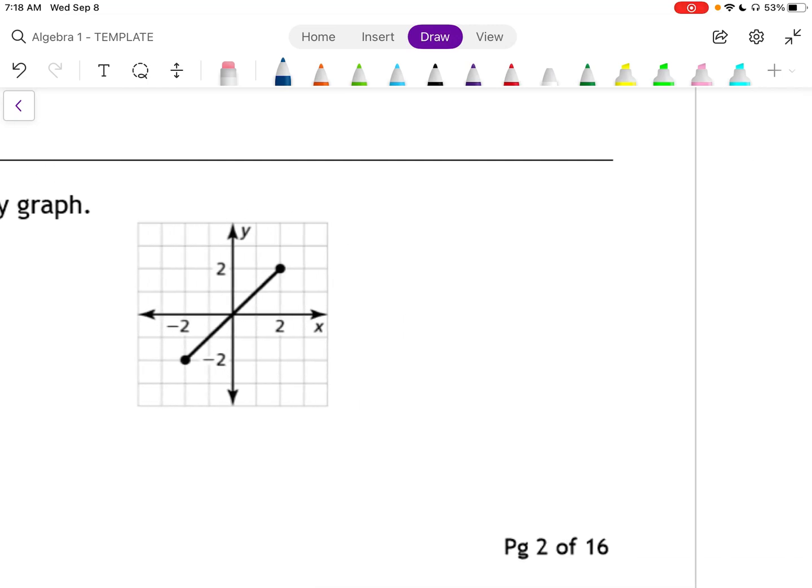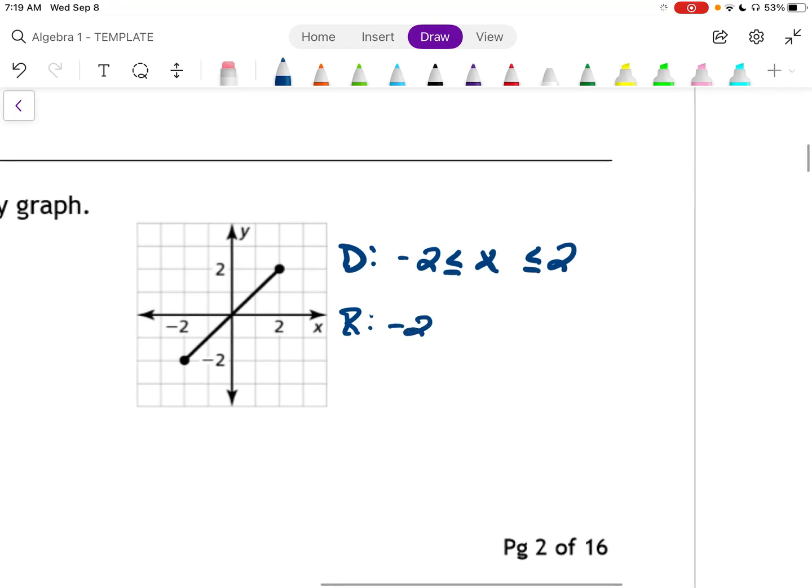All right, and lastly, we have this one. We start off with our domain. Domain is left to right. The farthest left point is -2. The farthest right point is 2. They're closed circles, so it's going to be less than or equal to. And domain talks about x. For our range, bottom point is -2. The top point is 2. They're closed circles, so I'm going to say less than or equal to. And range talks about y.